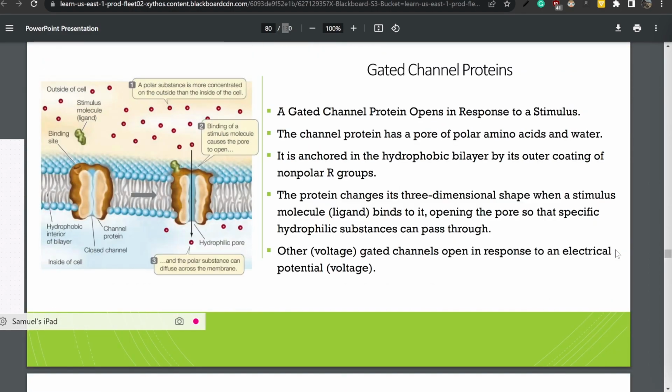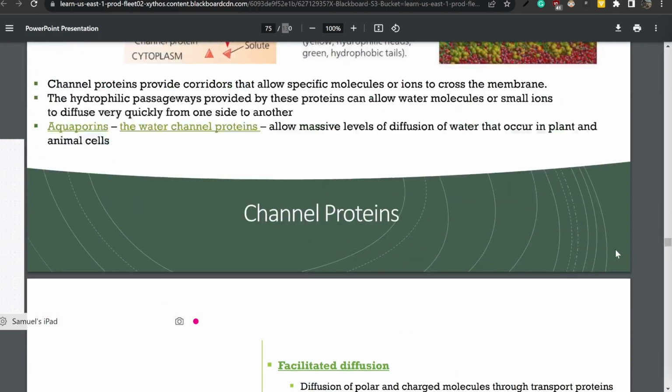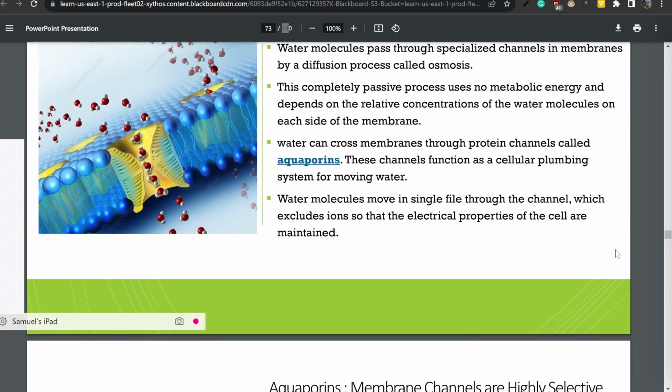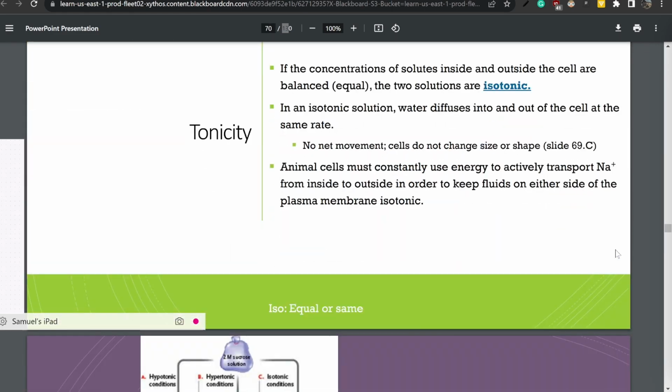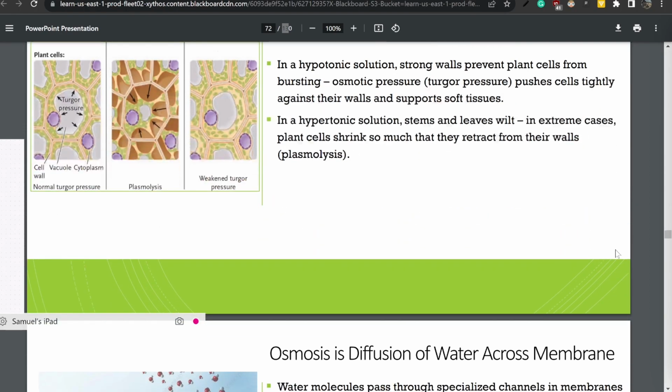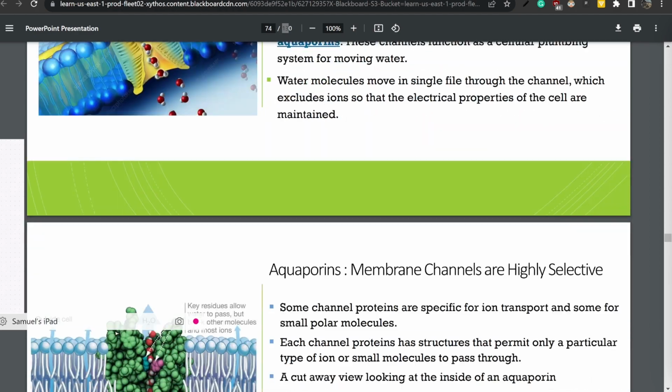topics, but channel proteins, facilitated ion channels. I believe that I can make a grouping system for all of these transport proteins and really understand them better. So it really starts here: osmosis, water, okay, aquaporins.